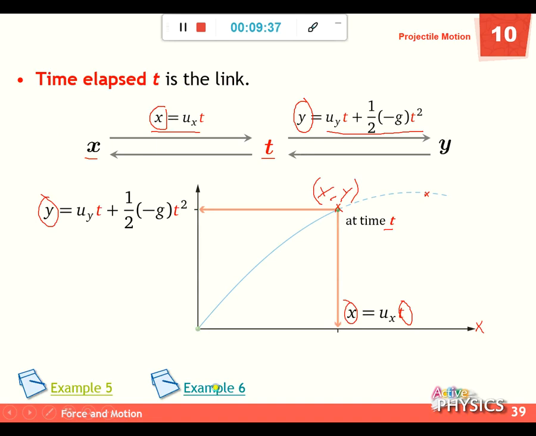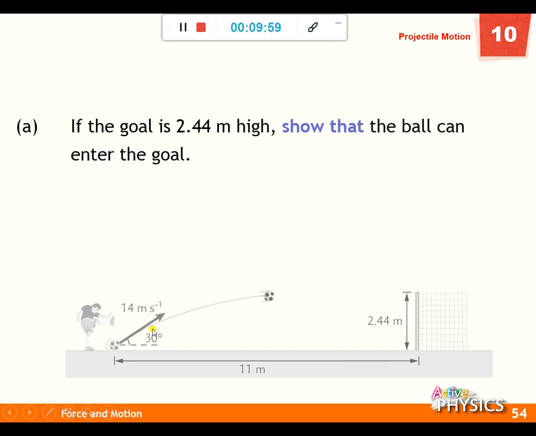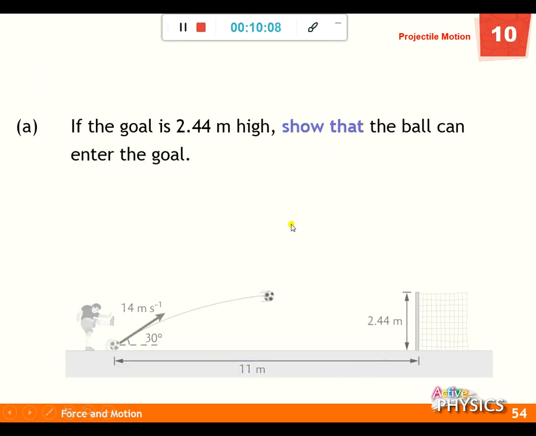Okay, next one. Example 6. A football player wants to kick the football into the goal. In this question, the height of the goal is 2.44, and this distance is 11. The speed is given to you, and the angle is given to you. Then what happened here? The question tells you that the goal is this height. So that means prove that the ball can enter the goal.